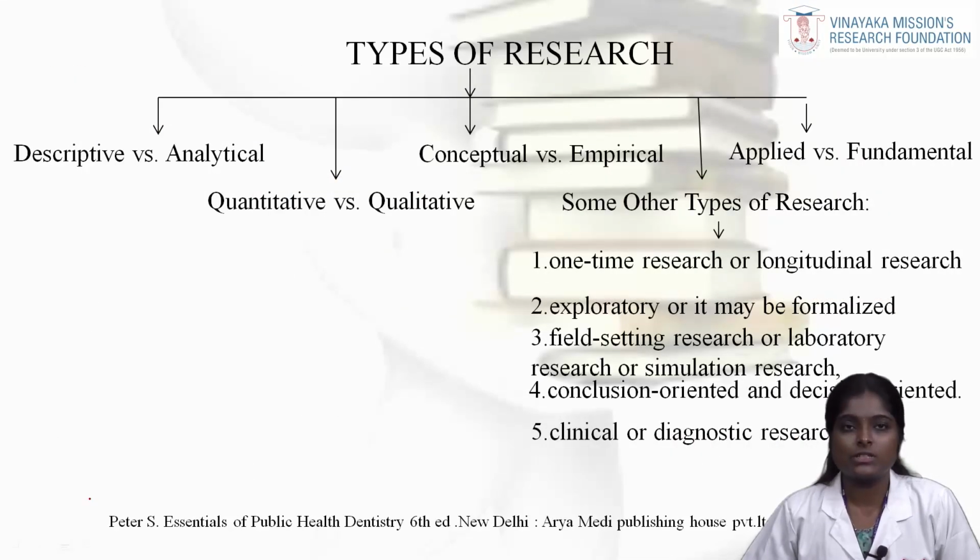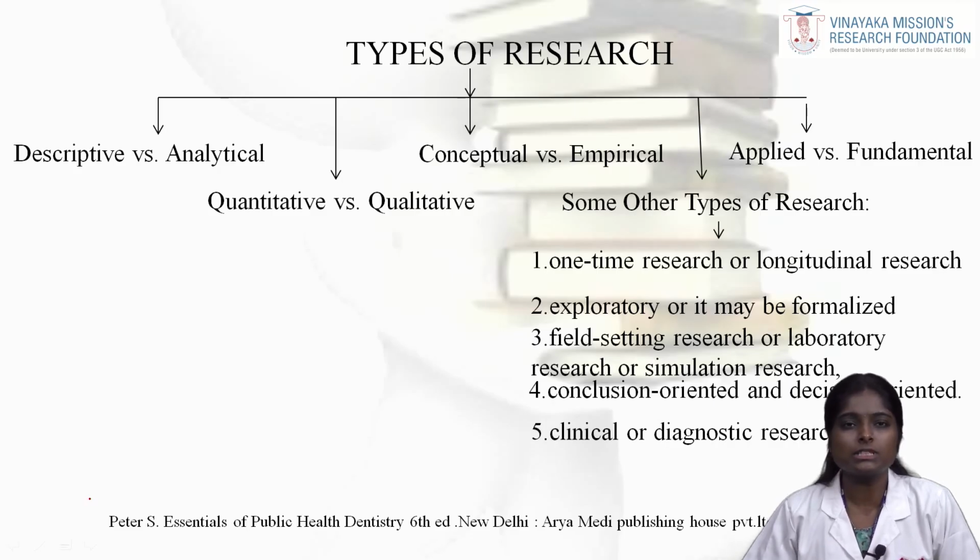So we know what is scientific research, and we have to know what all the types of research we can do. Basically it is basic and applied research, descriptive and analytical research, quantitative and qualitative, conceptual or empirical, and also we have some other types of research.